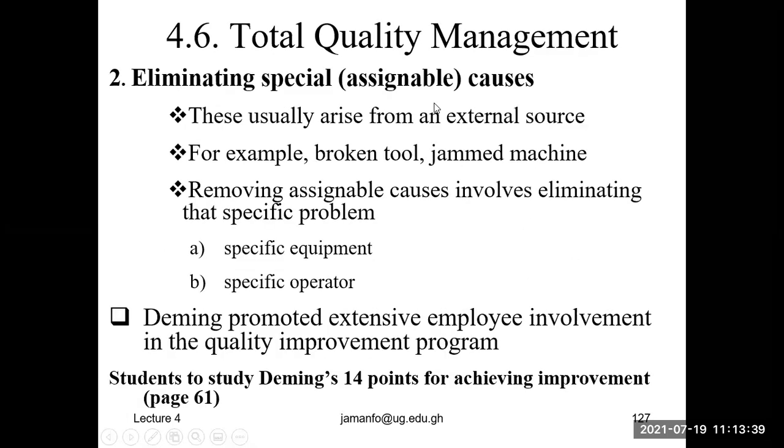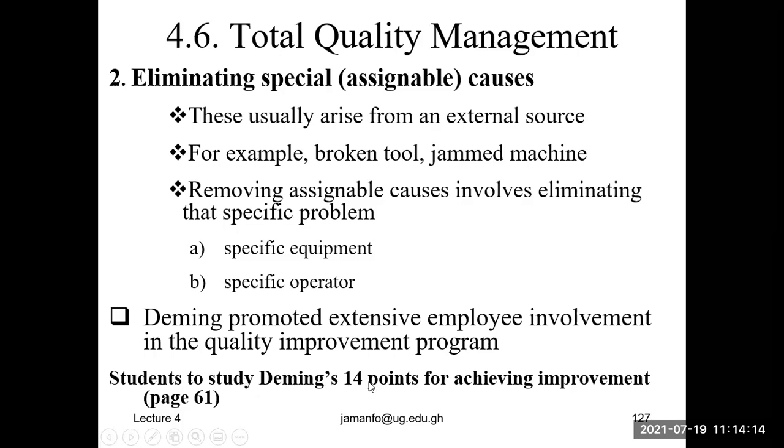Now, eliminating special causes, which are referred to as assignable causes. These usually arise from external sources. So assignable causes of quality problems come from the outside, for example, a broken down or jammed machine. Removing assignable causes involves eliminating that special problem, so specific equipment, specific operator. Deming promoted extensive employee involvement in quality management improvement programs.